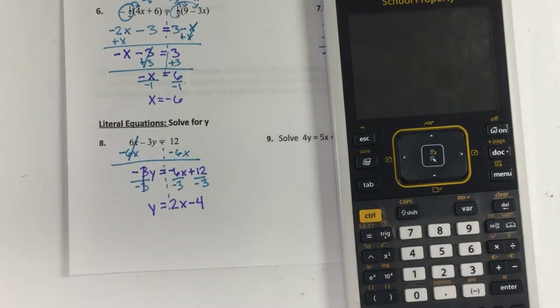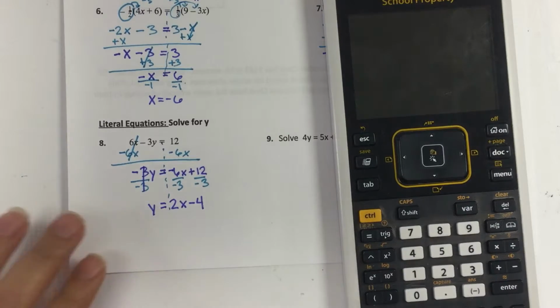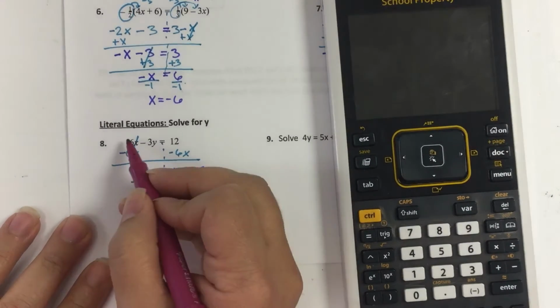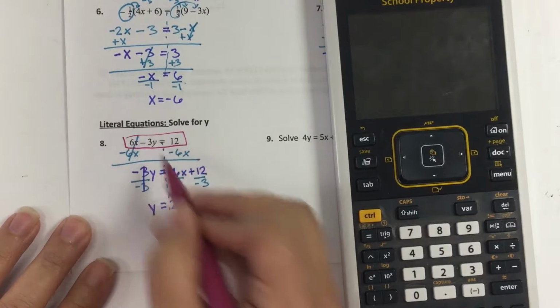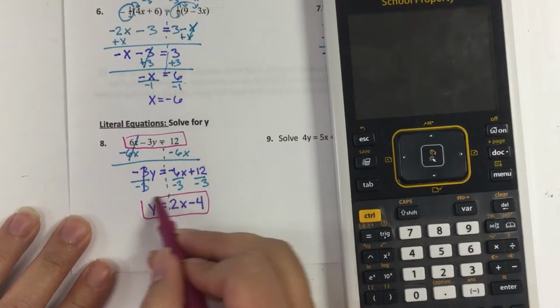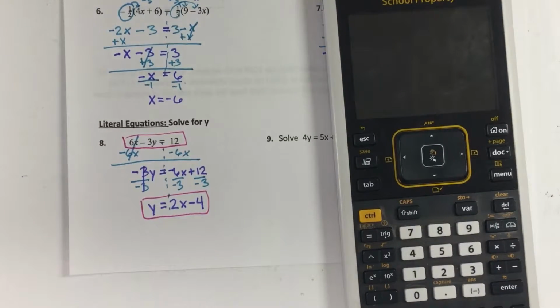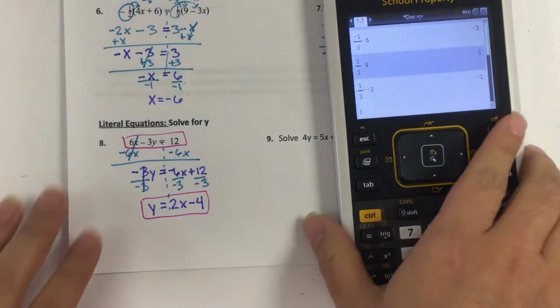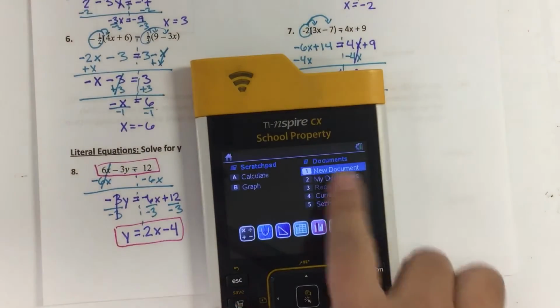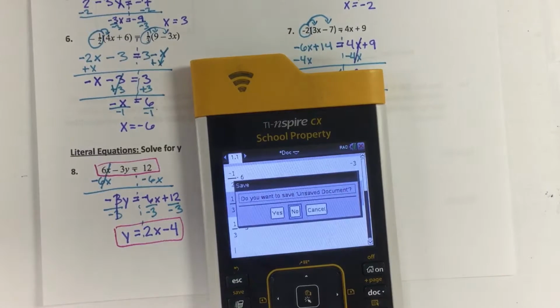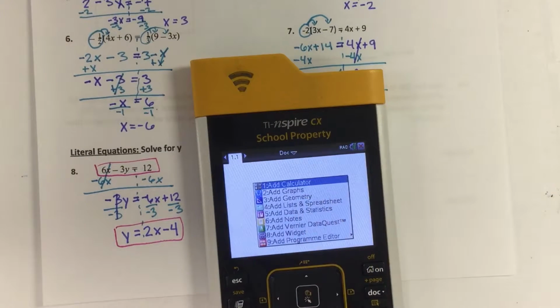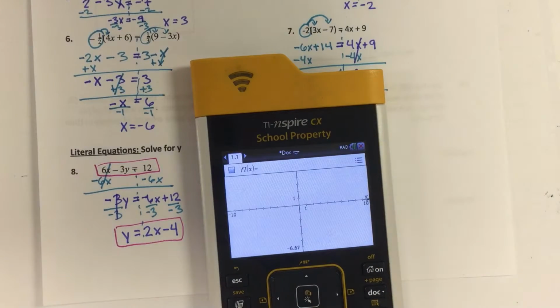Now, you can still check this answer if you wanted to in your calculator, because when you're solving, we're not changing the value. We're just writing two different equivalent statements. If you want to check this, I will show you real quick. I'm going to go to my home screen. Always say no to save, and I'm going to go to add graphs. I'm going to graphs because we have the x and y variables.